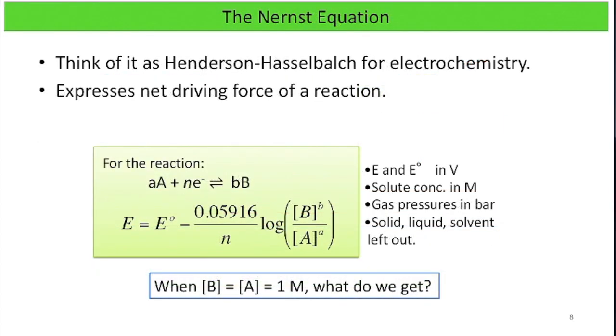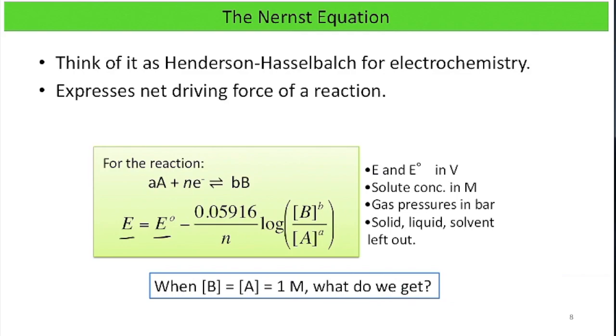So when we're trying to determine the voltage of these electrochemical cells, we'll use something called the Nernst equation. And what it does is express the net driving force for a reaction. So whenever you're using the Nernst equation, you'll be solving for E, which is going to be in volts. So that's going to take into account voltages for two half reactions. So you're going to look at voltages for the cathode, the reduction reaction, and for the anode, the oxidation reaction. So these are half reactions, as we saw in the previous slide.